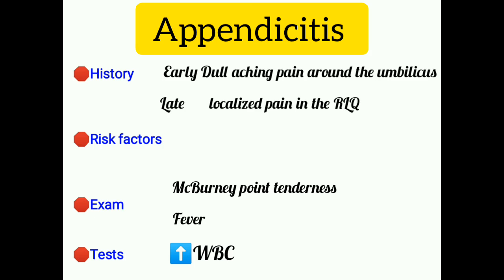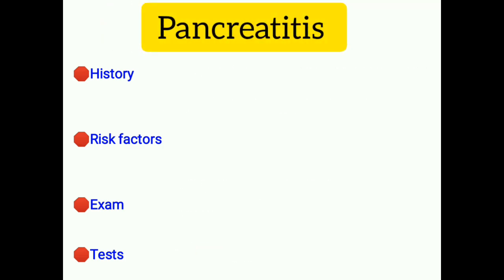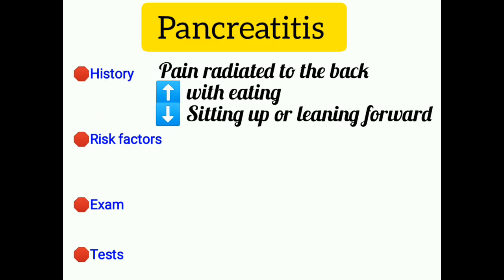The fourth cause of midline pain is pancreatitis, which presents with epigastric pain radiating to the back, exacerbated by eating, relieved by sitting up and leaning forward, usually associated with nausea and vomiting. The risk factors for pancreatitis are alcohol use or gallstones, as these two make up the majority of causes of pancreatitis.